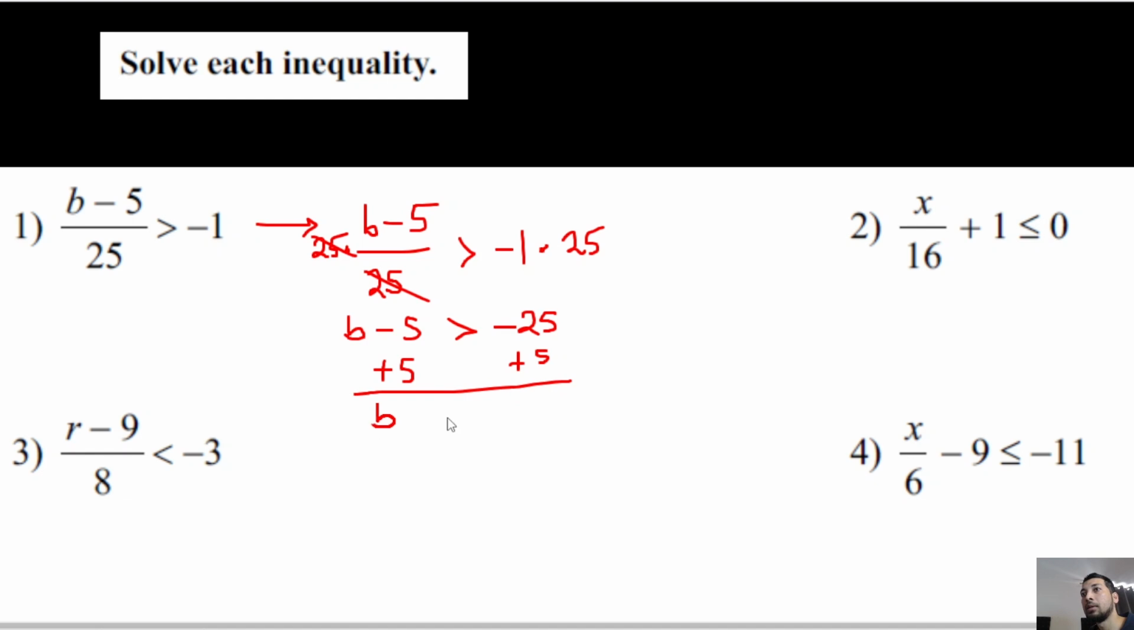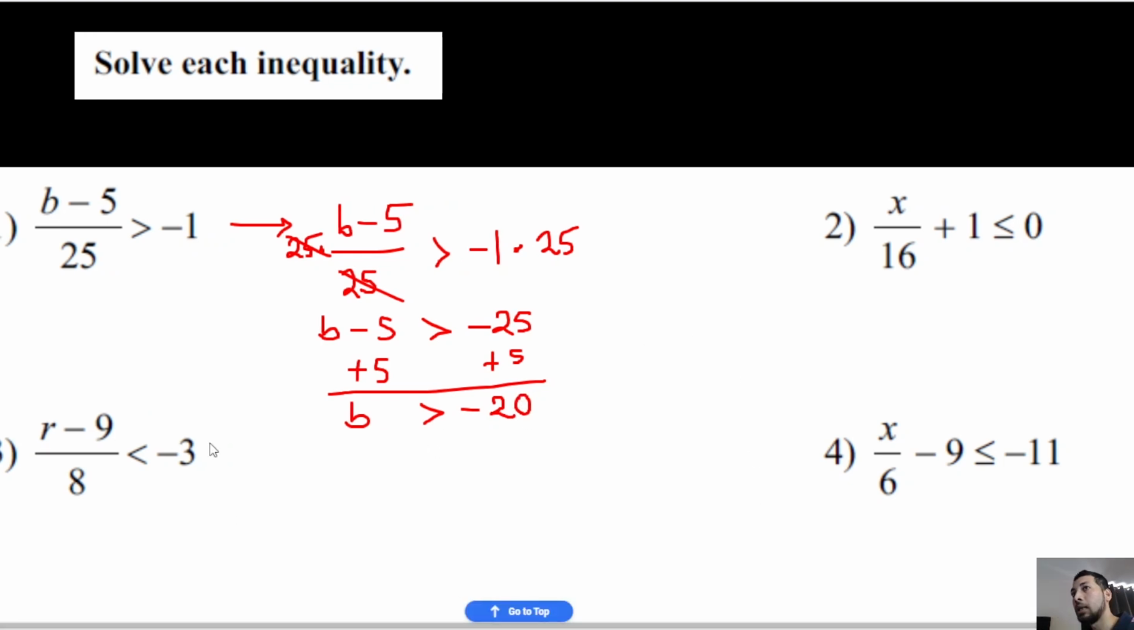We have b greater than -25 plus 5, that is -20. Perfect. Now the difference between number 1 and number 2 is that all the terms in number 2 are not over the fraction bar. So I can see that this one is a separate term from this fraction bar.